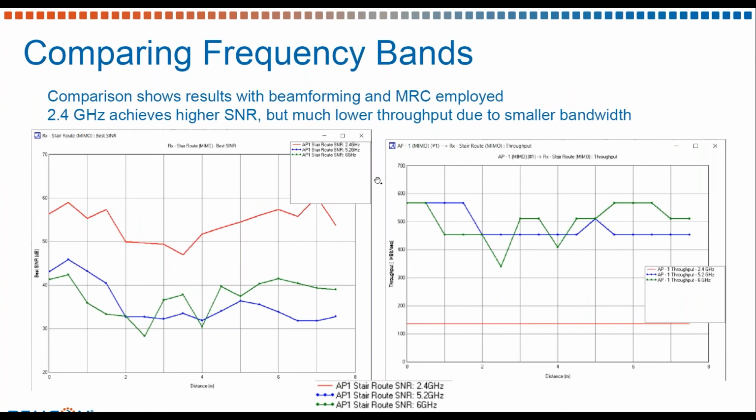When comparing the different frequency bands, again, because these were tri-band access points, we can see the SINR here on the left side. We have 2.4 gigahertz yielding the best SINR response, with 5.2 and 6 gigahertz being a little behind, performing similarly. But when we look at the actual throughput, we can see that the 2.4 gigahertz is now performing the lowest due to the bandwidth of that band, while 5.2 and 6 gigahertz are performing much better for overall throughput.